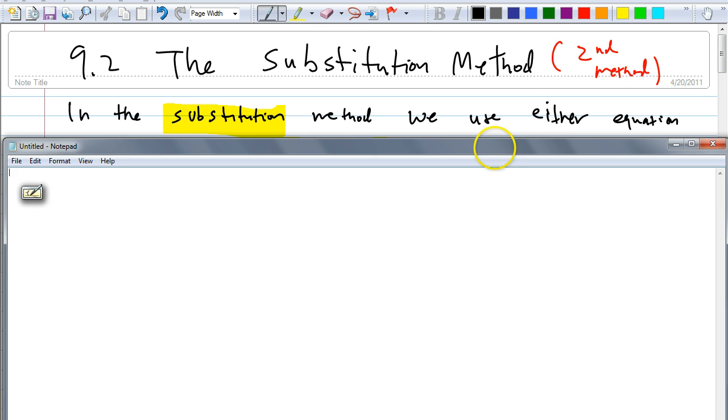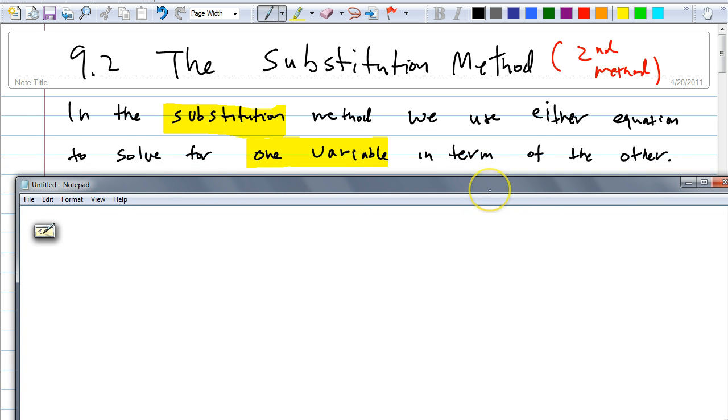So write this down. In the substitution method, we use either equation to solve for one of the variables in terms of the other. Okay. And we'll do an example. But this is not all. After you do this, and if you're not quite sure what this means, when we do an example, it'll make more sense. So you solve for one of the variables in terms of the other from one equation.